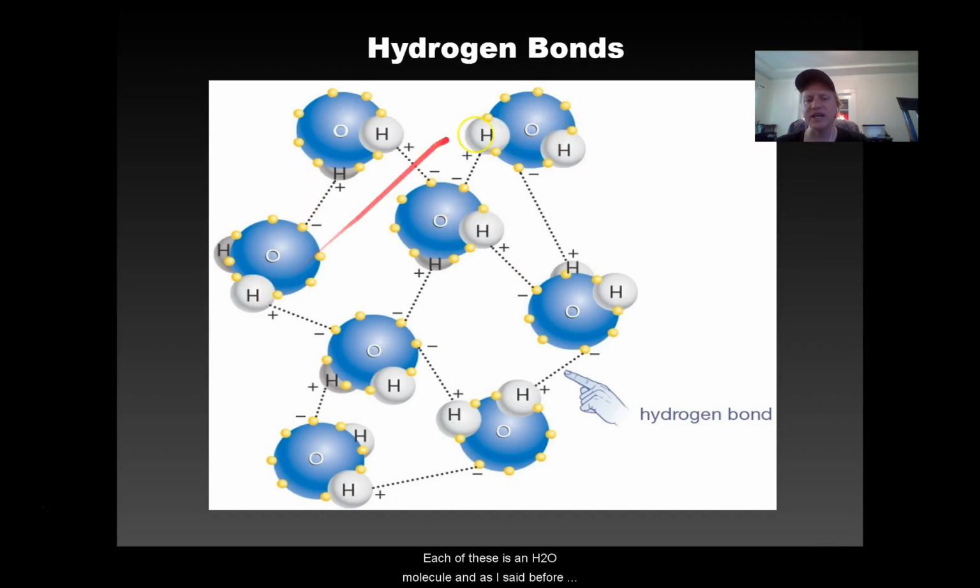Each of these is an H2O molecule. And as I said before, you have this oxygen with the partial negative charge. If you don't know why the oxygen has a partial negative charge, go back about 10 minutes. Check that out again. Okay, and you should be able to tell me the term. I want you to know the specific term for why oxygen has a partially negative charge. So again, if you don't know it, head on back, sorry.